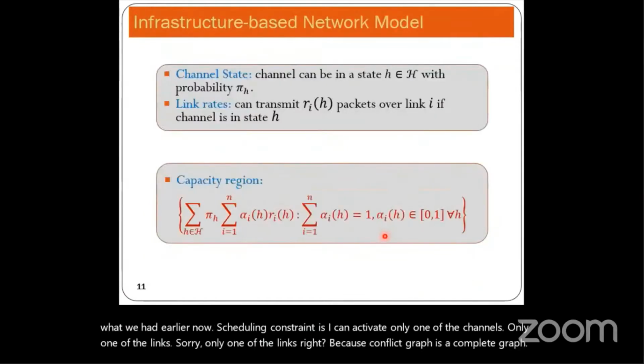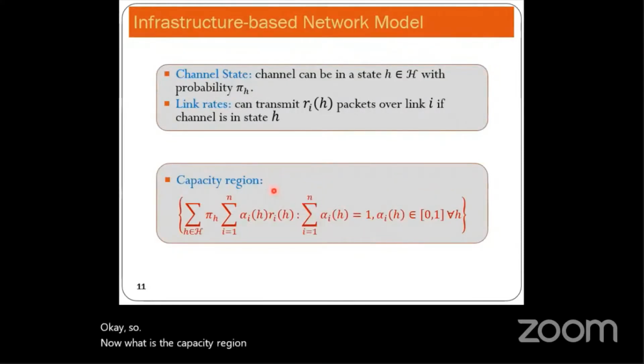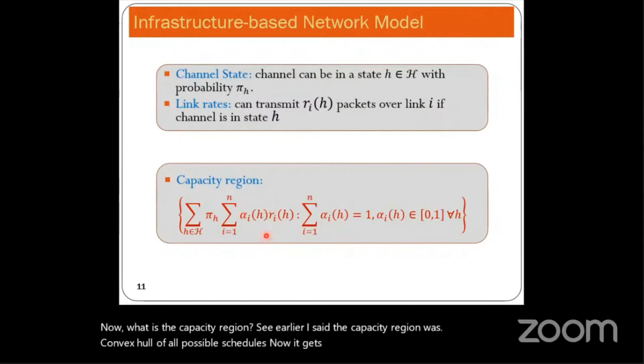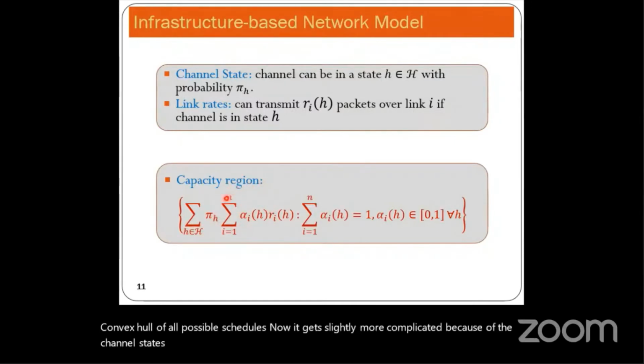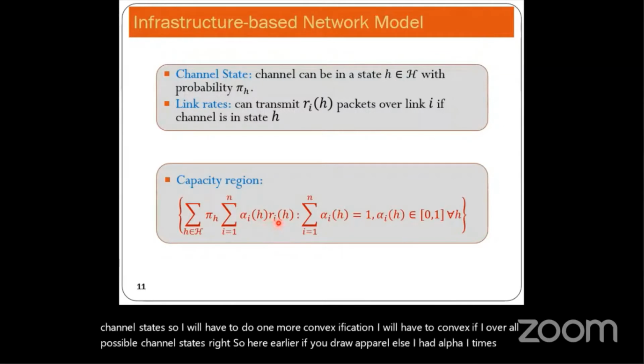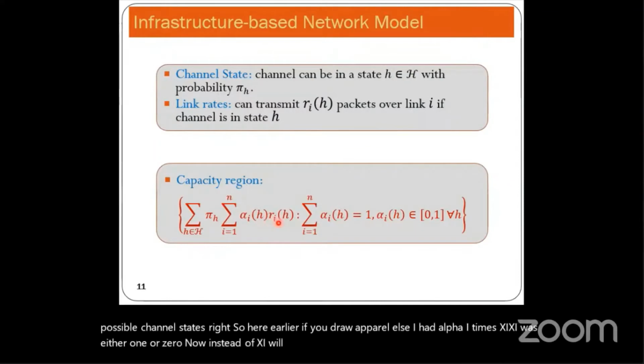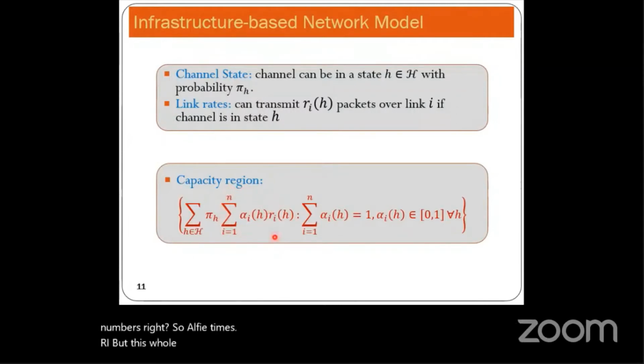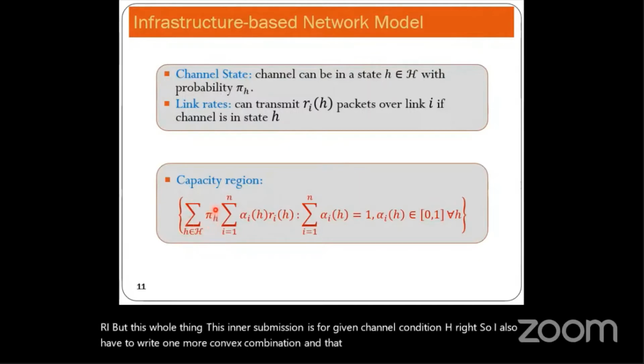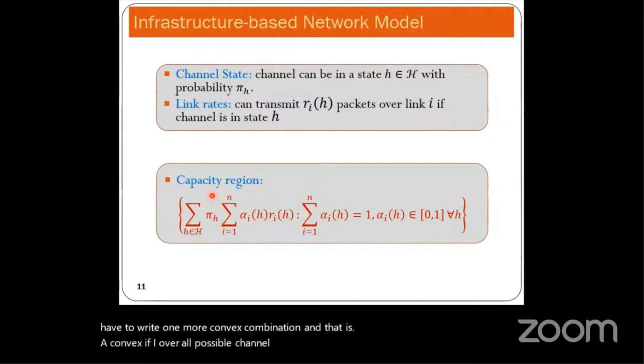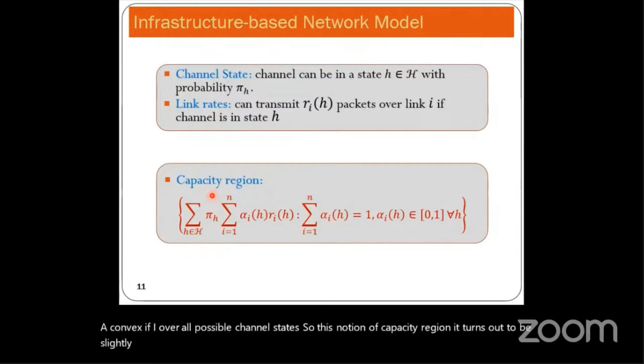Now what is the capacity region? Earlier I said the capacity region was the convex hull of all possible schedules. Now it gets slightly more complicated because of the channel states. So I'll have to do one more convexification, over all possible channel states. Earlier, if you draw a parallel, I had alpha_i times x_i, where x_i was either 1 or 0. Now instead of x_i, I'll have r_i. Those are actual rates, they can be any numbers. So alpha_i times r_i, but this whole inner summation is for a given channel condition h. So I also have to write one more convex combination, convexifying over all possible channel states. This notion of capacity region turns out to be slightly more involved, though it follows similar logic.